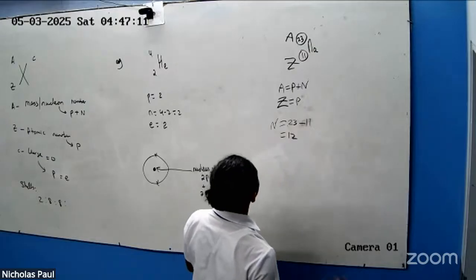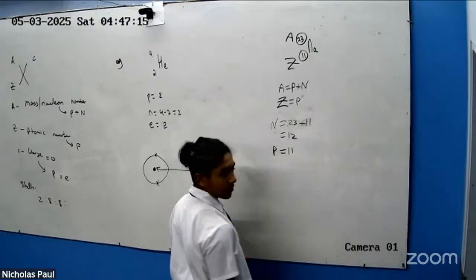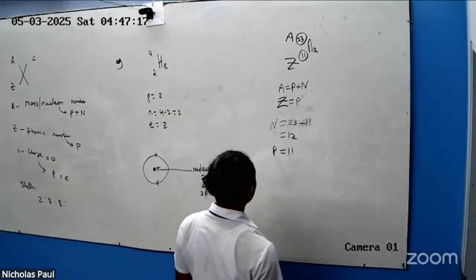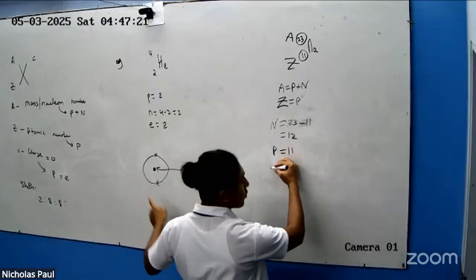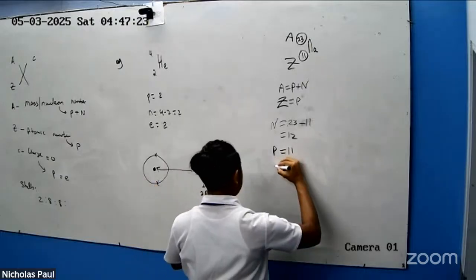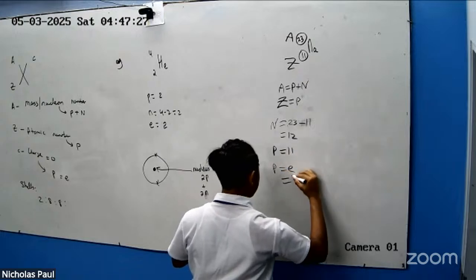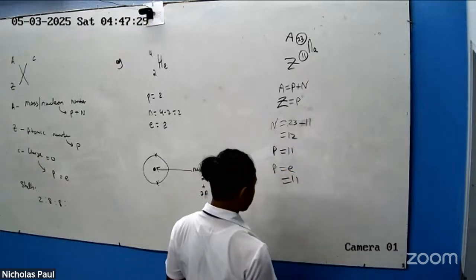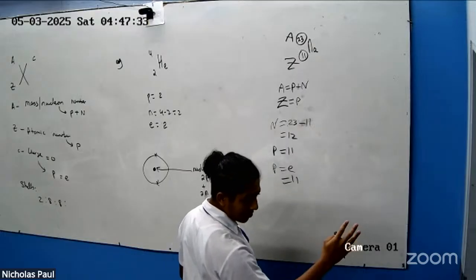Right, how much protons and electrons? 11, and how much electrons? If charge is correct, proton is correct. So electrons. Nice. And then break it up to like two.